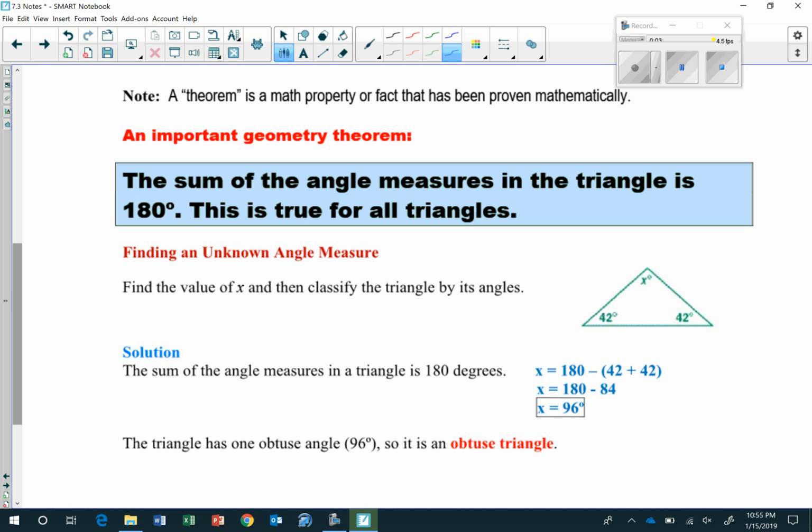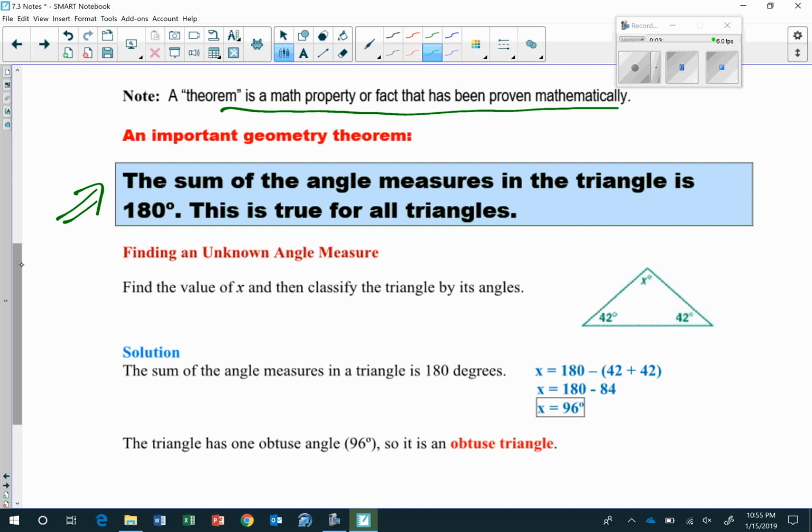So real quick, in here we have a theorem, which, as you see, is a math property or fact that has been proven mathematically. So a really important one from geometry is that the sum of the angle measures in a triangle add up to 180, which I mentioned a second ago. So the three angles add up to 180 degrees.